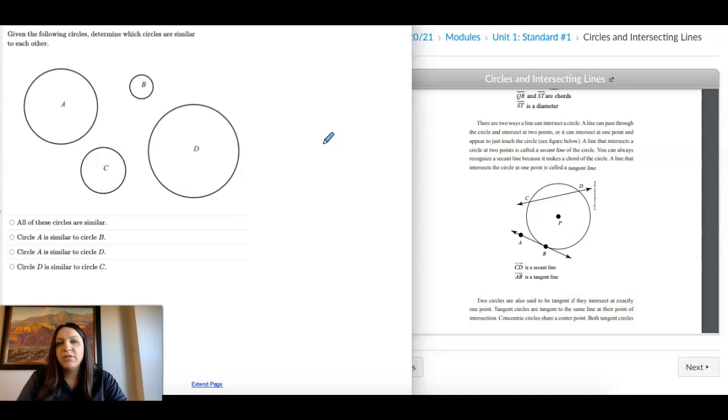Okay, given the following circles, which are similar? So all circles are similar because all that's changing is the radius. They're always 360 degrees. They always have the same shape, but that radius just makes it smaller or bigger.